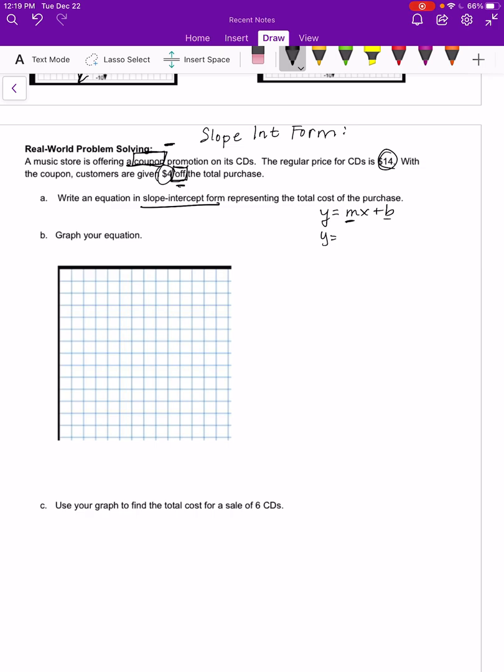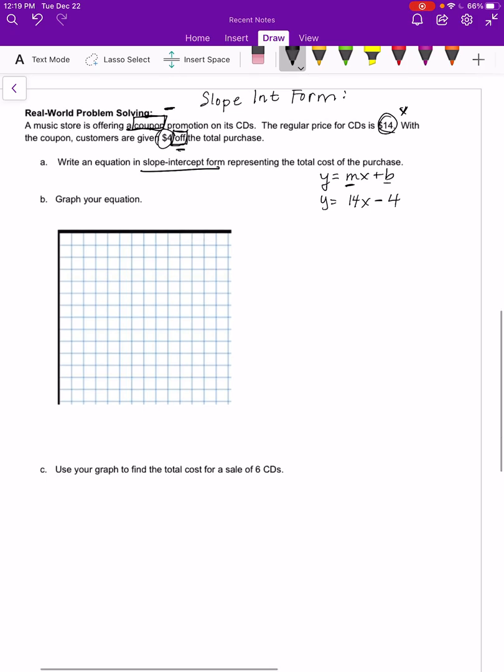So write an equation writing total cost. Well, we don't know how many CDs we bought, so that's our x. So this m is our slope. So it'd be 14x, and then you get $4 off your purchase, minus 4. So every time we buy a CD, you times it by 14, but then when you're done, you're going to subtract $4 off.